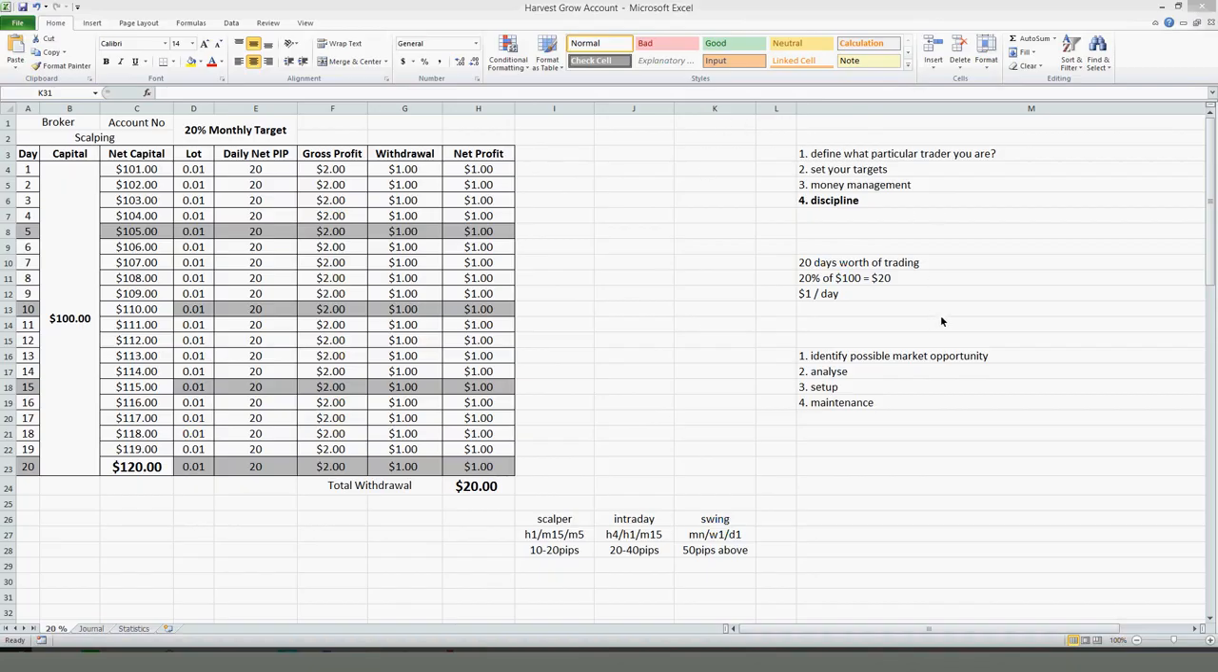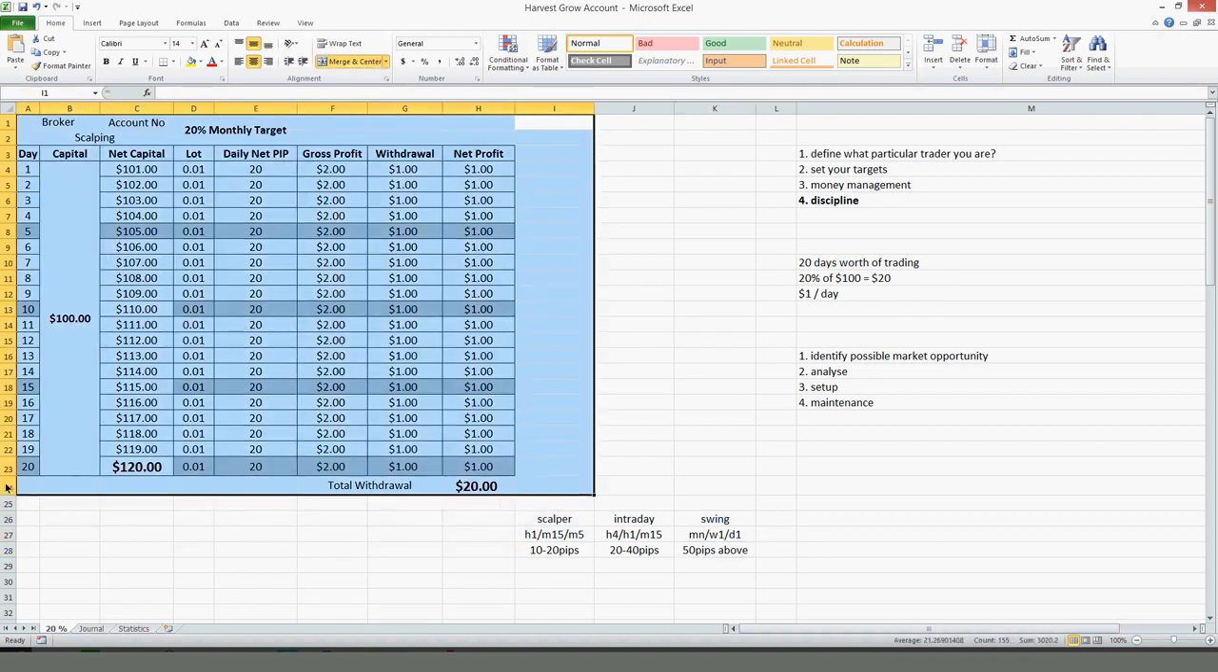So obviously, now we have already identified what particular trader you are. So obviously, if you're a scalper, you're going to be looking at setups at H1, and obviously you'll be aiming for 10 to 20 pips. Okay, for intraday trades, then you should be looking at setups at H4, H1, and M15, and your target should be at 20 to 40 pips. And obviously swing, monthly, weekly, D1 setups for about 50 pips.